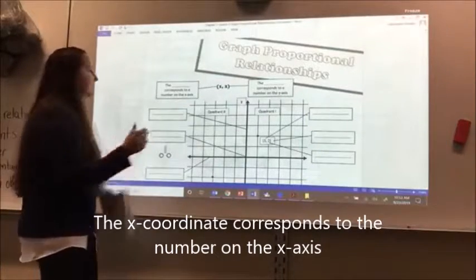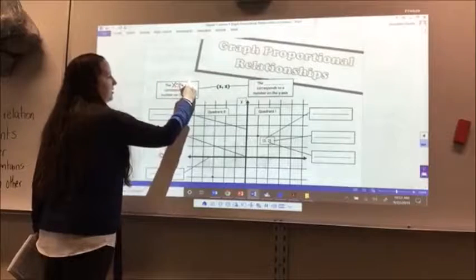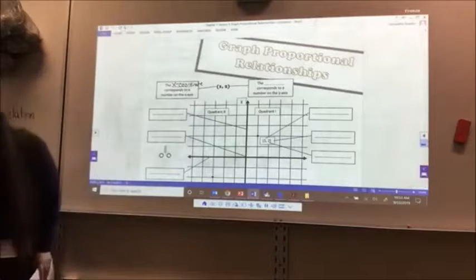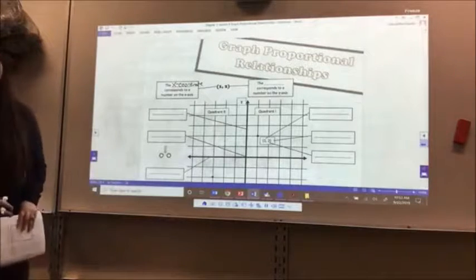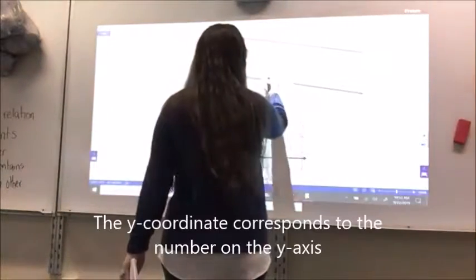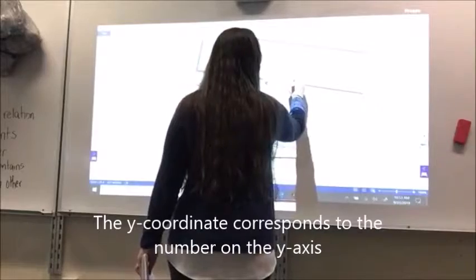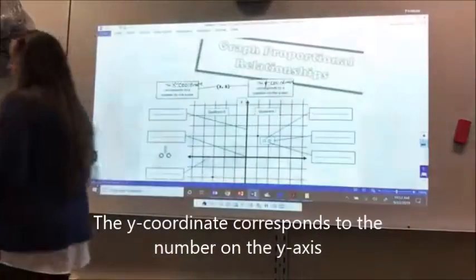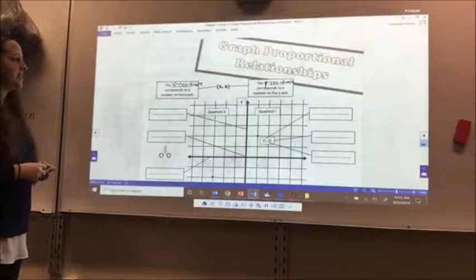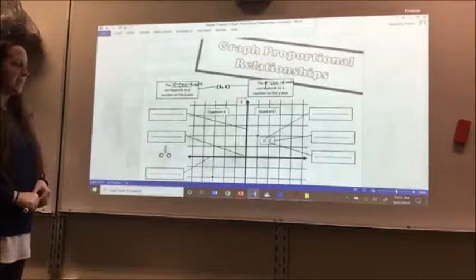the x-axis. In that blank, you're going to write x coordinate. In the blank that's pointing to the 2, you should write y coordinate. So the x coordinate corresponds to a number on the x-axis, and the y coordinate corresponds to a number on the y-axis.